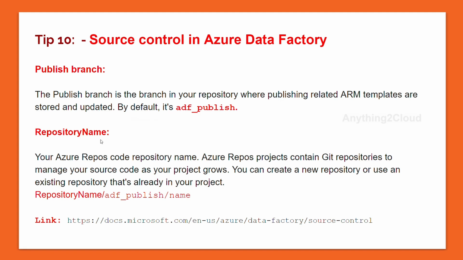And the repository name is your Azure Repos code repository name. Azure Repos project contains Git repositories to manage your source code as your project grows. You can create new repos or use existing repos that are already in your project. Normally, the ARM templates will be available in this adf_publish. You can keep it by default in adf_publish, or you can keep this under repository name/ADF, then the name ARM templates. If you want to know more about source control in ADF, you can go to this link.